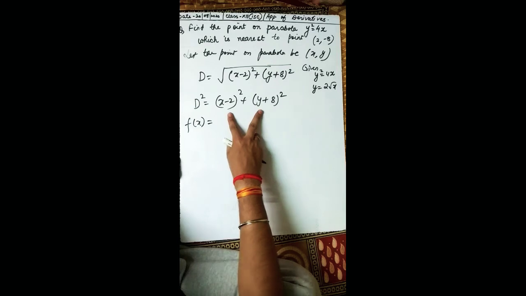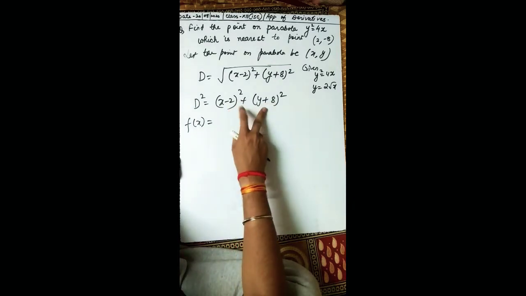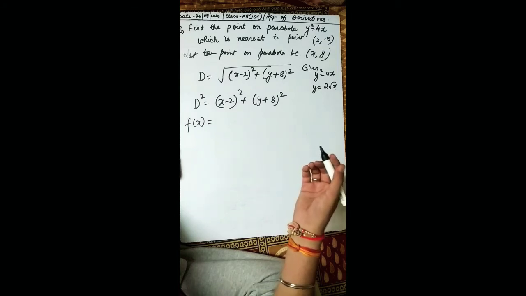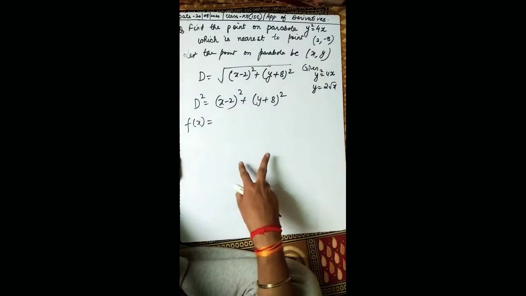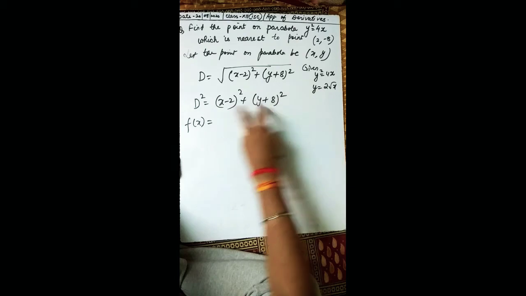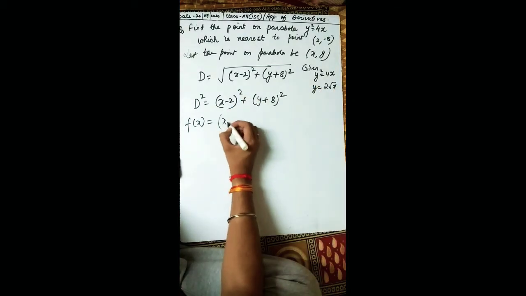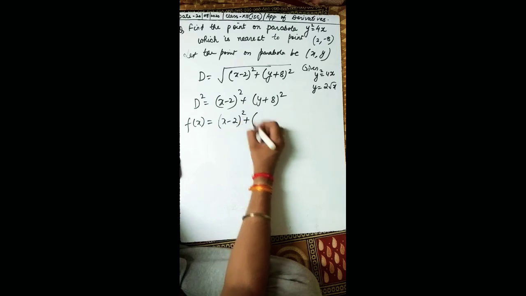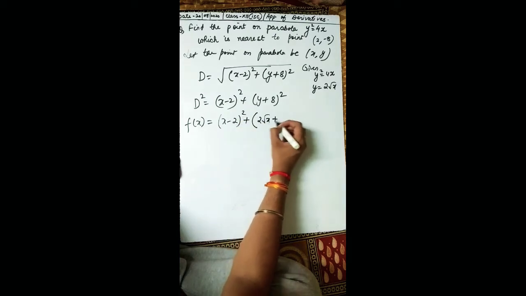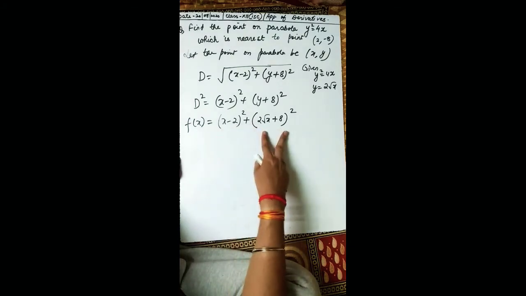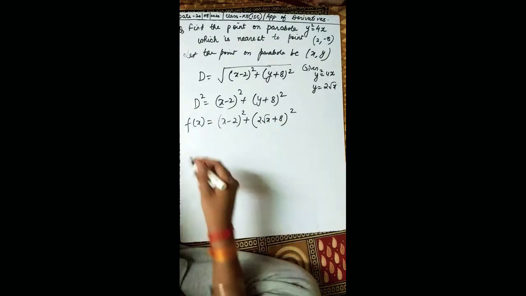Now this expression has two variables, x and y, so it would again be a challenging task to differentiate with two variables. So let us replace one variable. We have y equal to 2 root x. So just substitute the value: (x minus 2) the whole square plus (2 root x plus 8) the whole square. Now don't open the brackets, just differentiate directly.